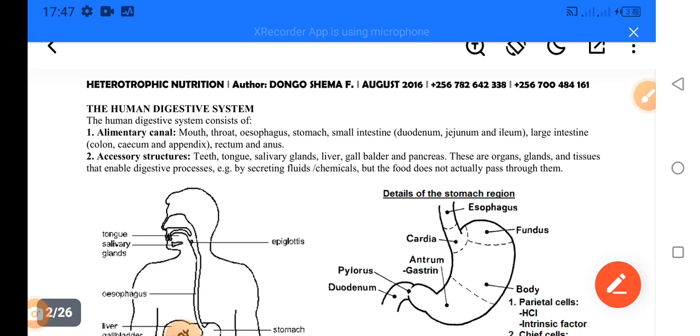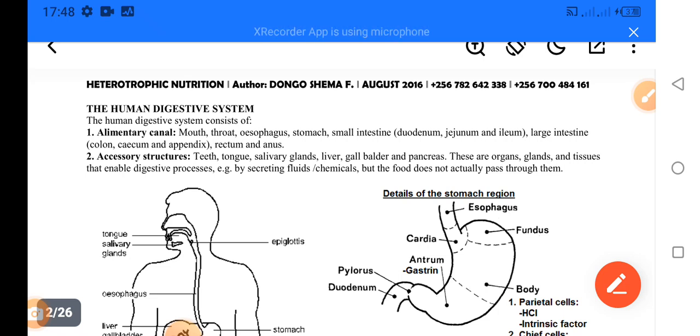So the human digestive system consists of, one, the alimentary canal. I hope that we know the parts of the alimentary canal, and when we talk about the alimentary canal, I want you to know those specific and particular parts. Now when we talk about the alimentary canal, we are going to look at the mouth, throat, the esophagus, the stomach, the small intestine. And in the small intestine we see that this is divided into three. We have what we call the duodenum, the jejunum, and the ileum. Those three make up what we call the small intestine.